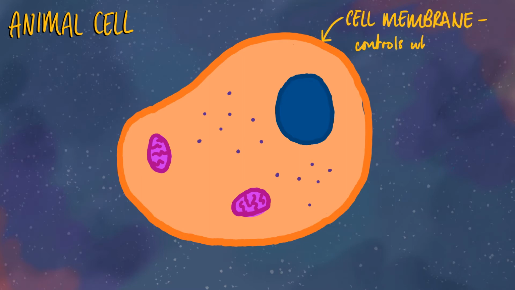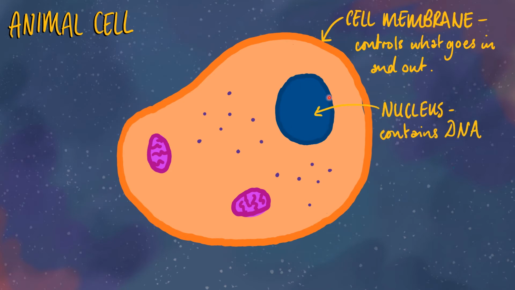So the very outside line, so don't point to the middle, point to the very outside line, that is called a cell membrane, and that controls what goes in and out. So in our cells, we want some things to go into it, but we don't want other things to go into it. So this controls what goes in and out. So I want you to label it and write it down, please.